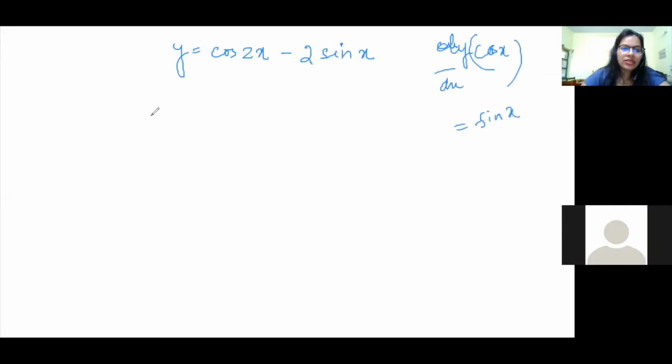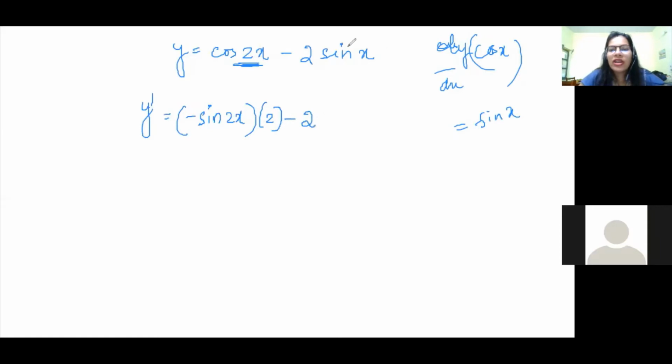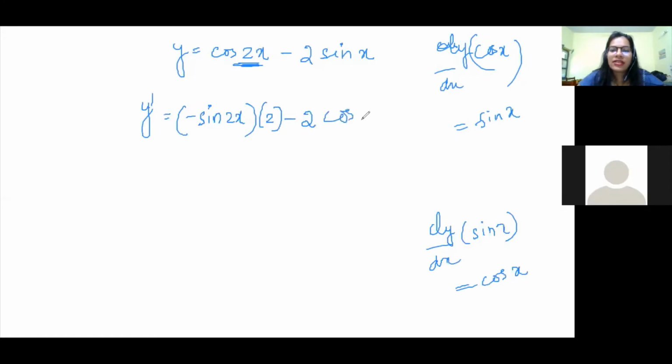So how are we going to do this? Instead of dy by dx, you can also write y dash. This can then be written as: cos 2x will become minus sin 2x. Agree? Now, like the previous questions we have solved, even the 2x you need to consider. What will be the dy by dx of 2x? It will be only 2. Then minus 2. Now, what is the differentiation of sin x? dy by dx of sin x is cos x.